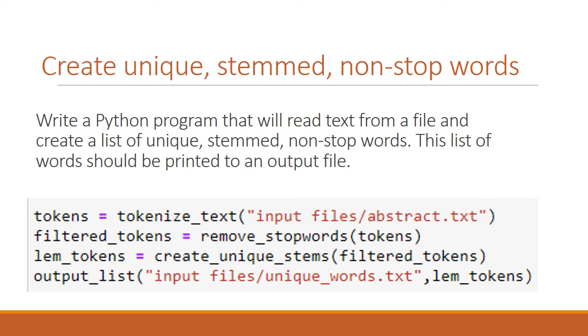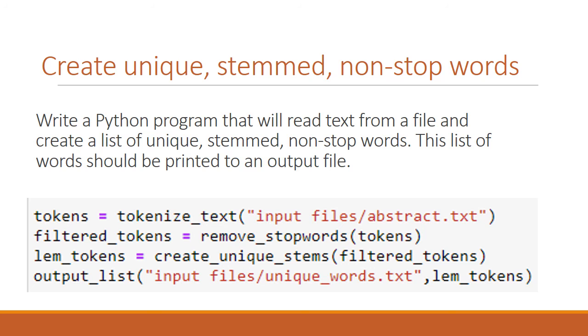Now we've completed all of our functions. We're ready to write the main portion of our program. The problem statement was to write a Python program that will read text from a file and create a list of unique stemmed nonstop words, and this list of words should be printed to an output file. So first we're going to call our tokenized text function, and we're going to pass in the name of the input file that has the text we want to process. This function will return a list of tokens from that text.